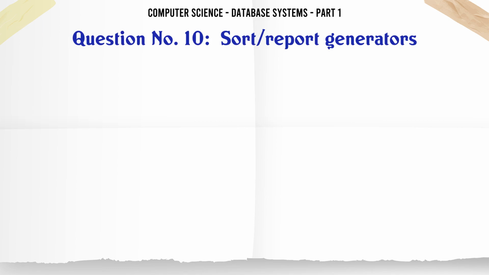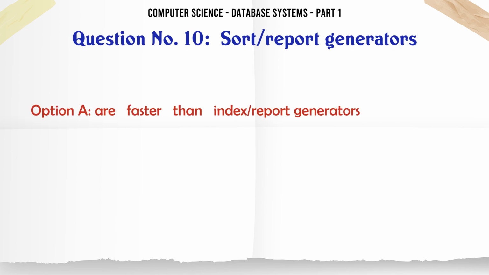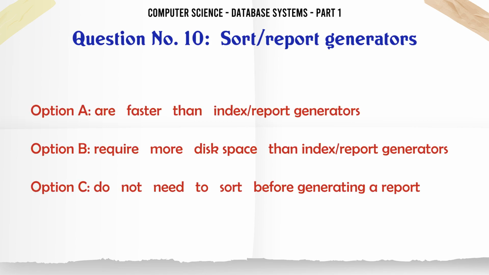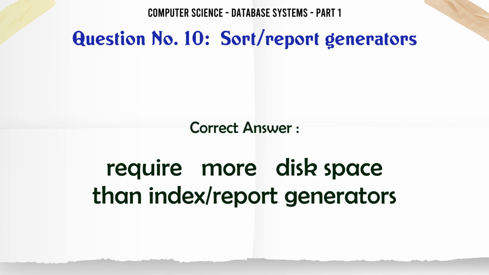Sort report generators. A. Are faster than index report generators. B. Require more disk space than index report generators. C. Do not need to sort before generating a report. D. Both A and B. The correct answer is require more disk space than index report generators.